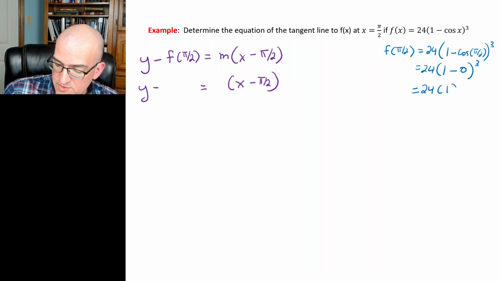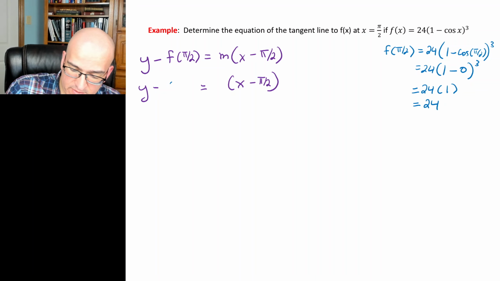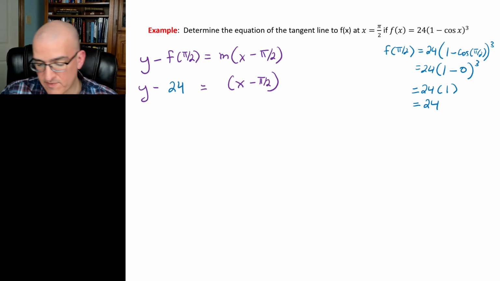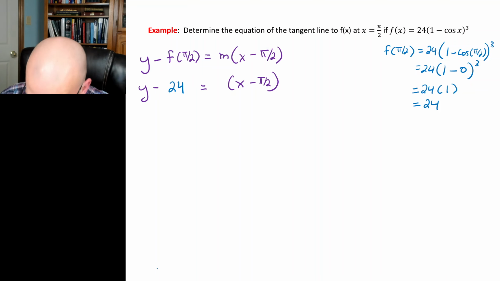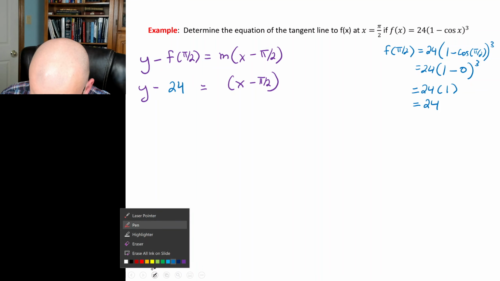24 times 1 cubed is 24 times 1, which is 24. So that's our y value. That's our y1, that's our number that we put there. Now we need m. We need the slope. We have a little bit more work for that one.